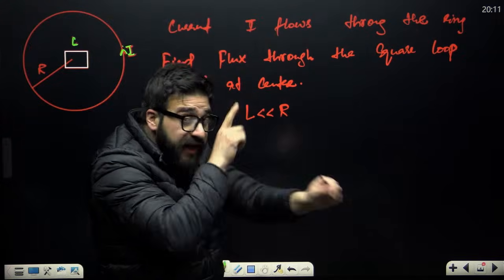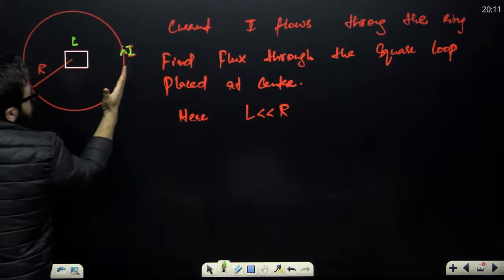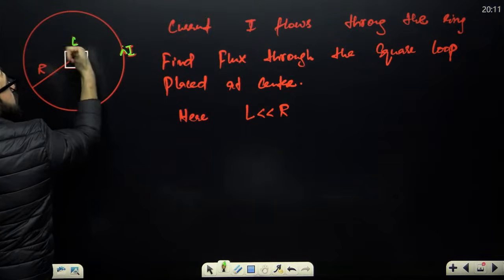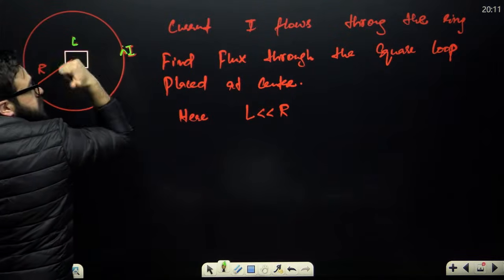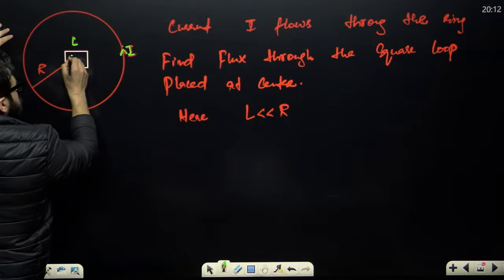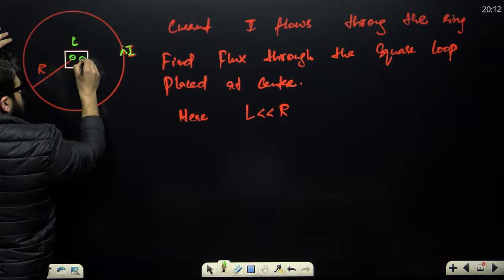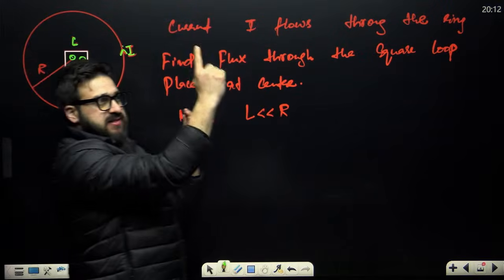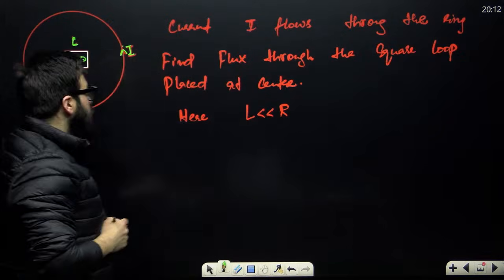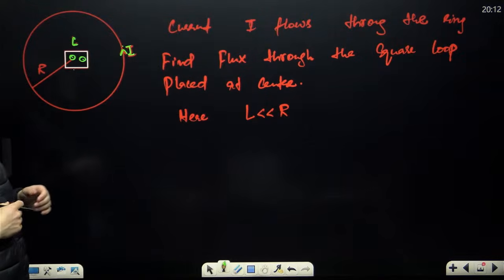See guys, curl your fingers along the direction of current. Thumb is pointing outwards. So the magnetic field through this is outwards. Outward means dot. So the magnetic field is like this. This is a square, so the magnetic field is crossing this square. So magnetic flux will be created.